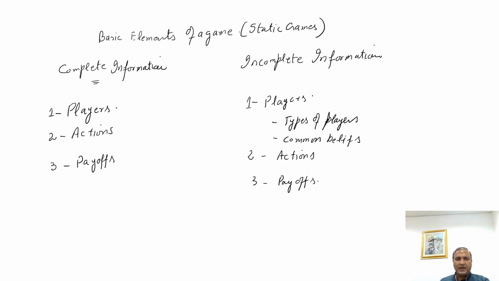So now you see that the main difference between the complete information game and incomplete information is that in incomplete information we have to further divide our player element into two things: we need to know how many types of player we are facing, because we do not have all the information about the other players, and then what common beliefs we have about those types of player. I will give you examples, don't worry about that. And then we have actions and payoffs.